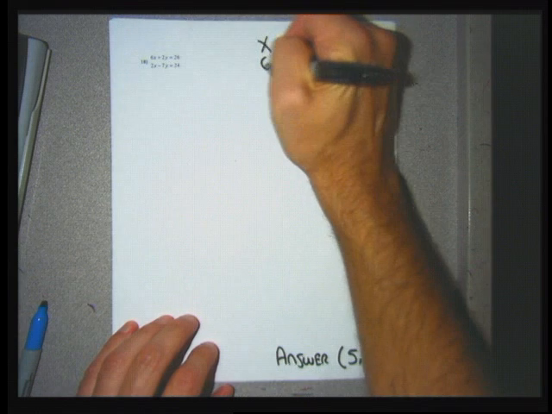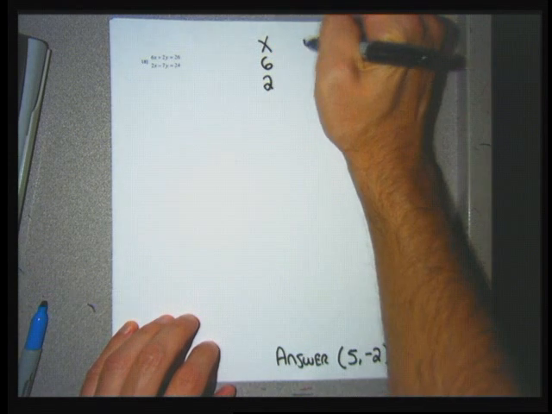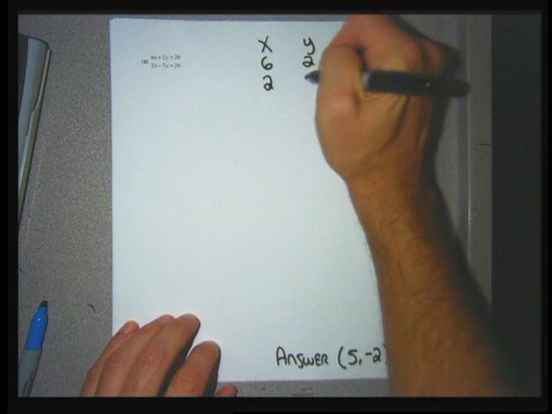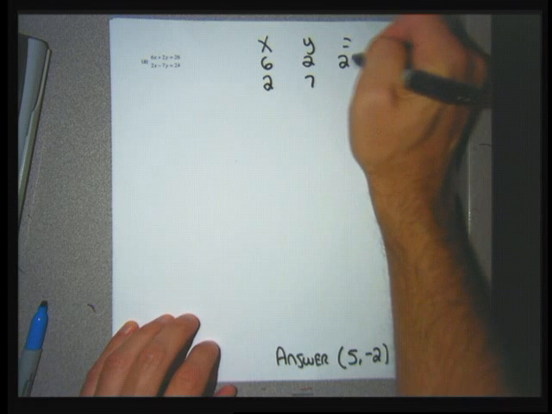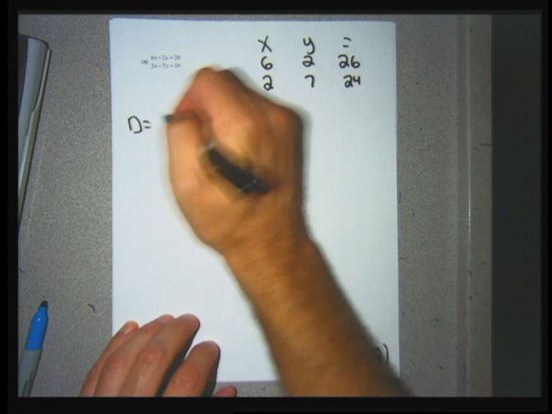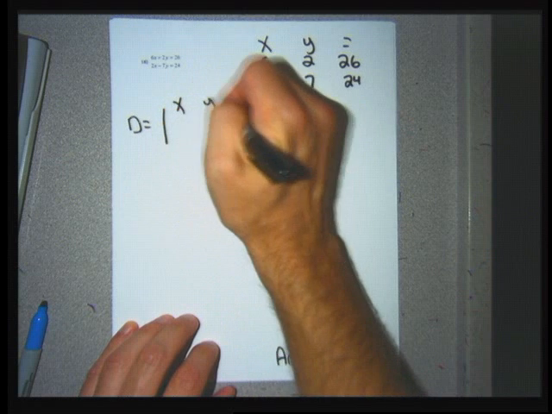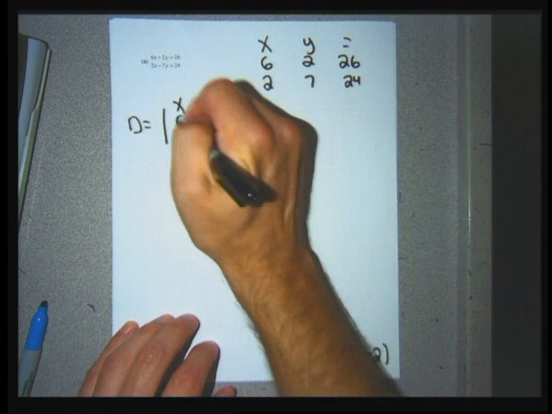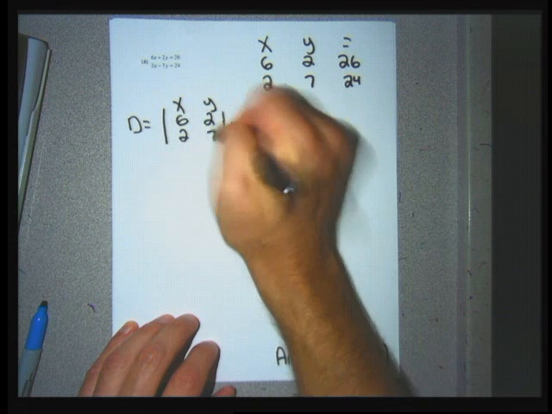My X column has the numbers 6 and 2. I need to know my Y column. It has the numbers 2 and 7. My equals column has the numbers 26 and 24. I need the D determinant, which is going to have the X column of numbers and the Y column of numbers, which is 6, 2, 2, and 7.